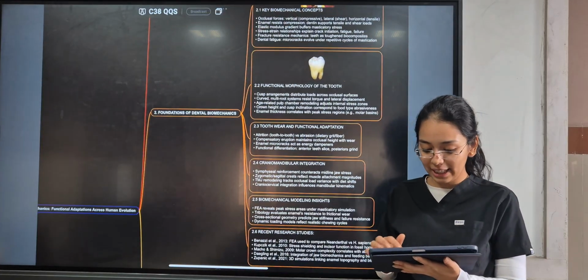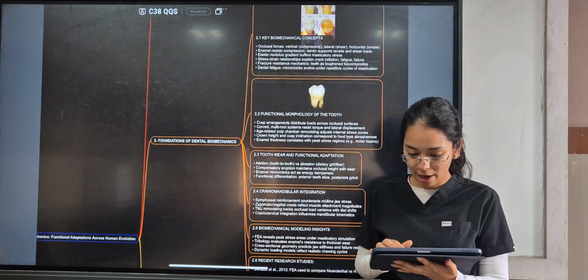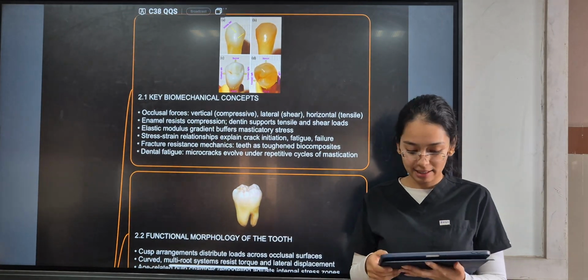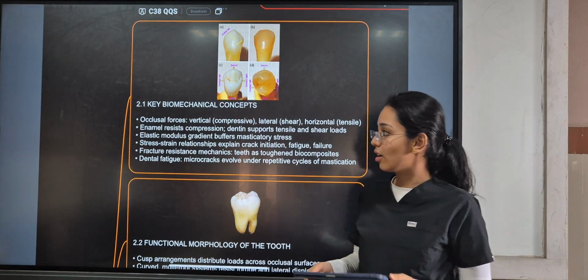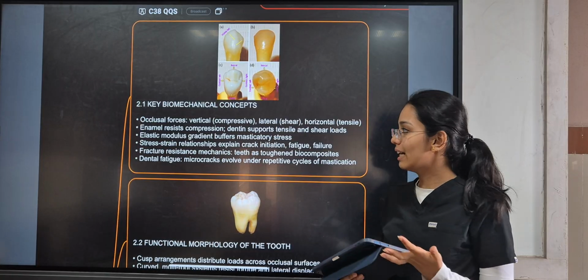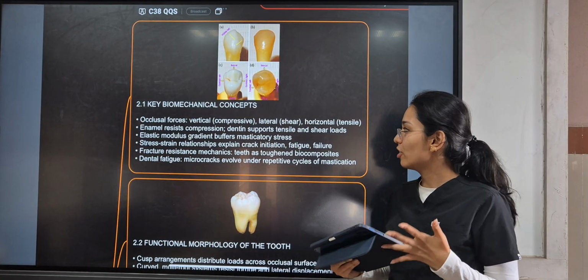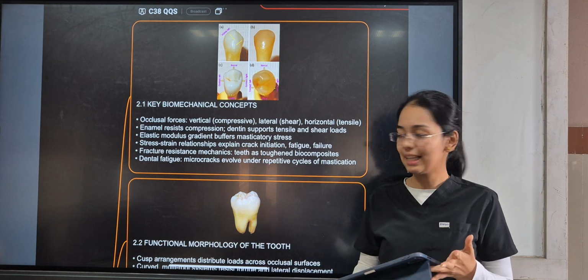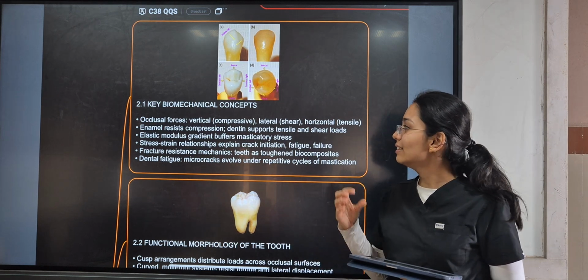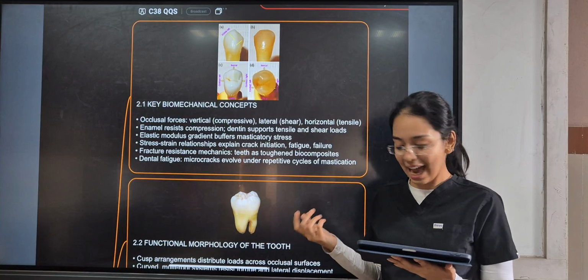Beginning with the foundations of dental biomechanics, we have 5 concepts. Starting with the key biomechanical concepts, we have 6 concepts, beginning with occlusal forces, which may either be vertical, that is compressive, and lateral shear force, or horizontal, which is tensile. The enamel resists compression, and the dentin supports the tensile and shear loads.